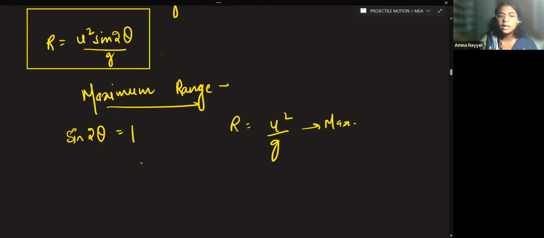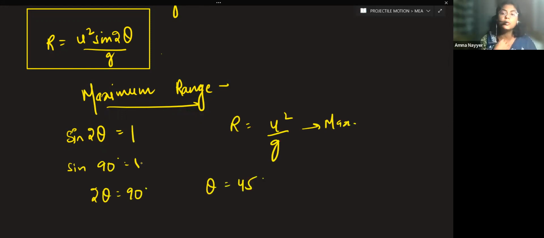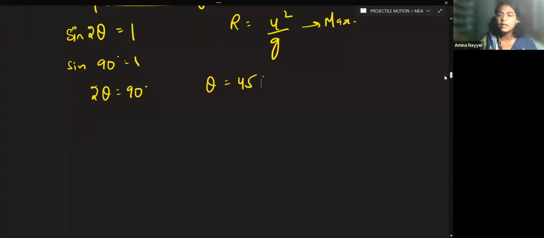For sine 2 theta as 1, you have sine 90 degree as 1. It means 2 theta is 90 degree, that is theta is 45 degree. Then only will sine 2 theta be sine of 45 multiplied by 2. Fine, so just remember this for your theoretical point of view as well.